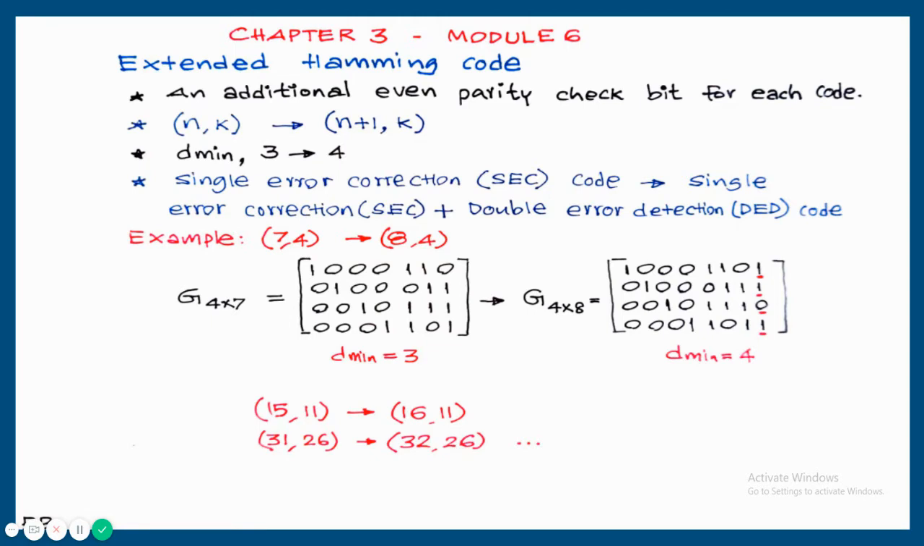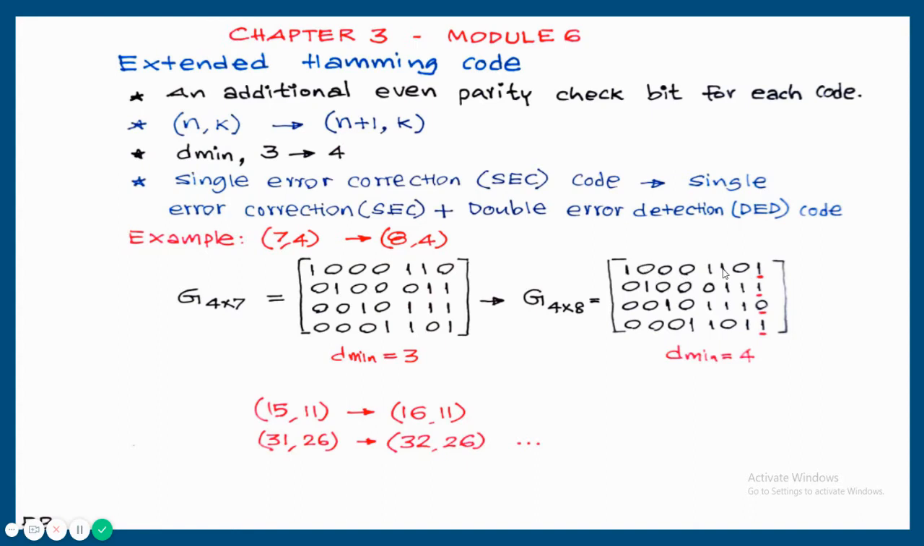So the (7,4) Hamming code will be extended to (8,4) by adding an even parity check bit. This is a generator matrix of (7,4). For each row, one extra bit is going to be generated. That extra bit is an even parity check bit we are getting from the 7 bits. So what we want to do for that? Just XOR all the 7 bits. Whatever answer we are getting, that will be the extra bit.